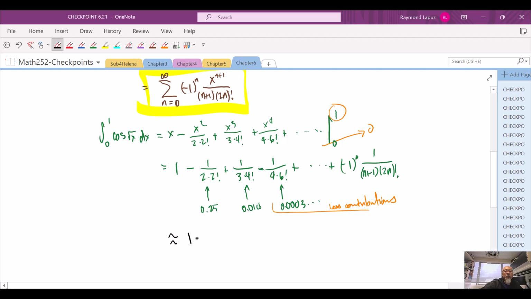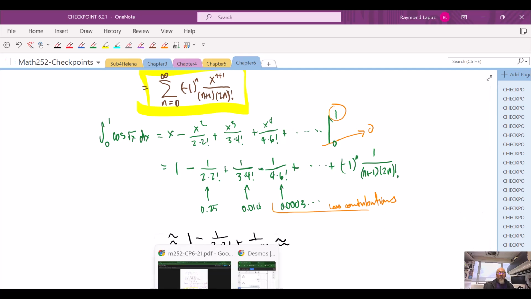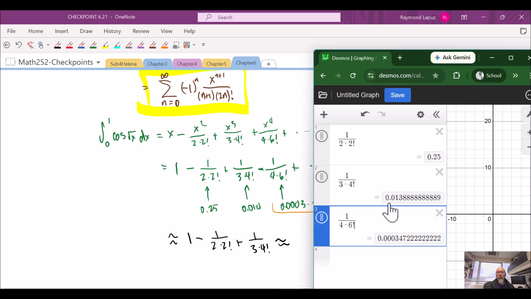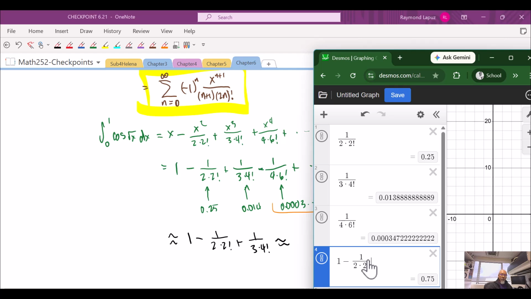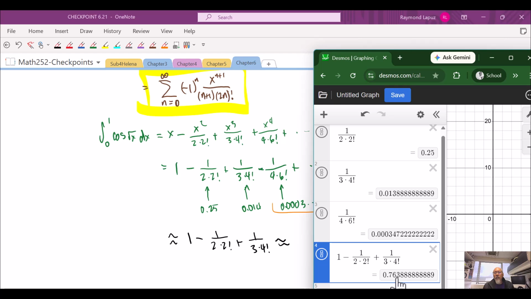And so I think our best approximating values would be up to here. So 1 minus 1 over 2 times 2 factorial plus 1 over 3 times 4 factorial. All right, so let's take a look at the result for that. And this is going to be, let's add them up. So we have 1 minus 1 over 2 times 2 factorial plus 1 over 3 times 4 factorial. And I get this value, 0.7638.